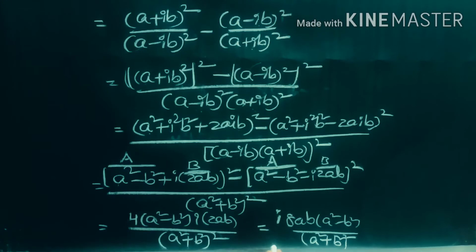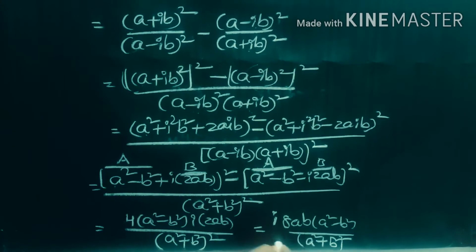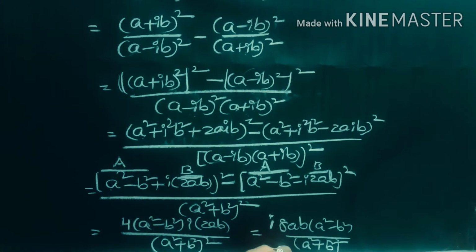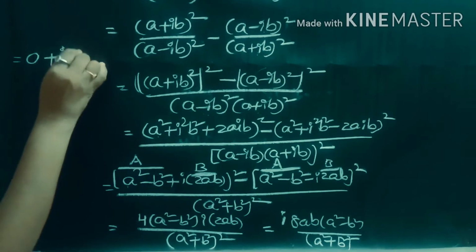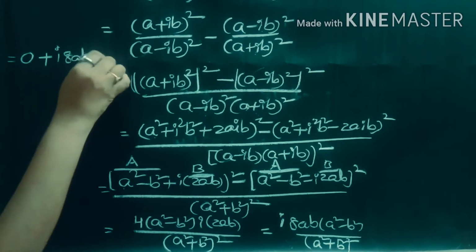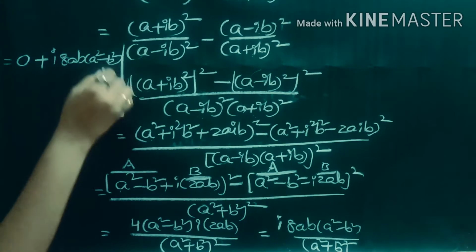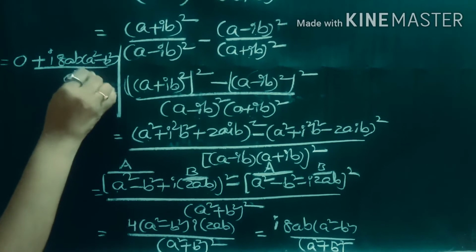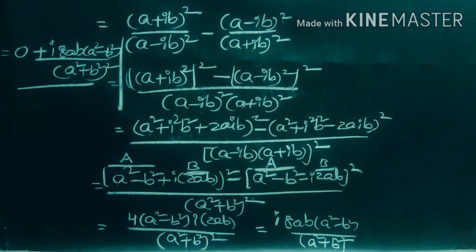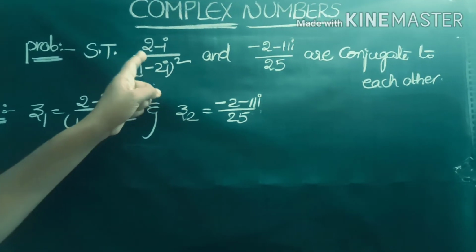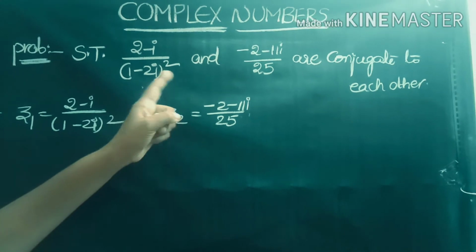Now it contains only the imaginary part, that means in this term the real part is equal to 0. Now this term can be written as 0 + i into 8ab(a^2 - b^2) by (a^2 + b^2) whole square, which is in the form of x + iy. That's all.